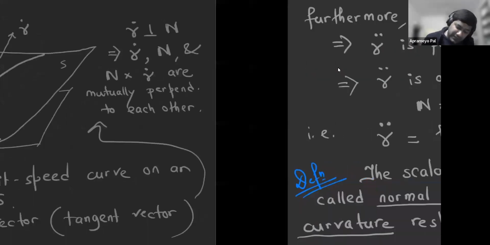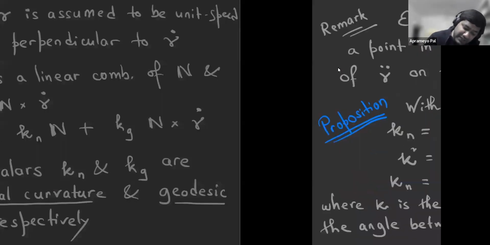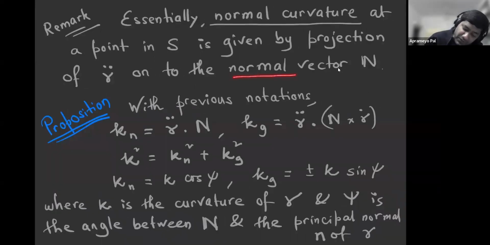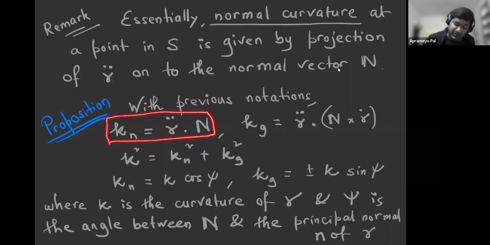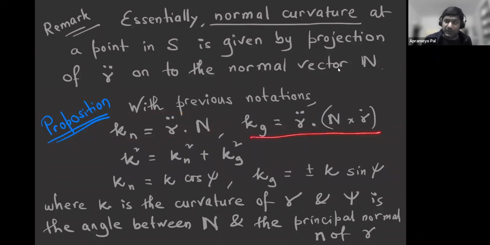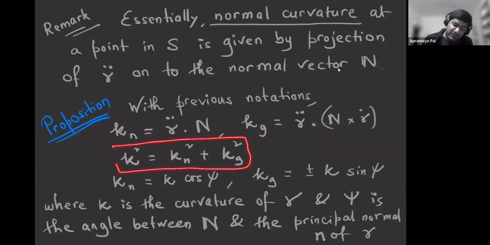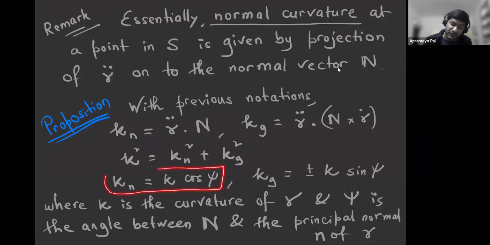Okay, so this remark, what I was saying, if you take the projection onto the component of normal vector n, this is the normal curvature. That's exactly this statement. Similarly, you get also the geodesic, but I'm not that much interested in this. But you get also some nice relations, like k square is kn square plus kg squared, and kn is even given by k cos psi. So essentially the normal curvature you are getting from the curvature of the curve, what I was trying to motivate in the initial part of this section when we started.